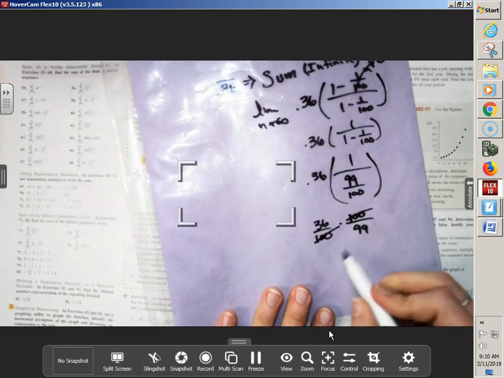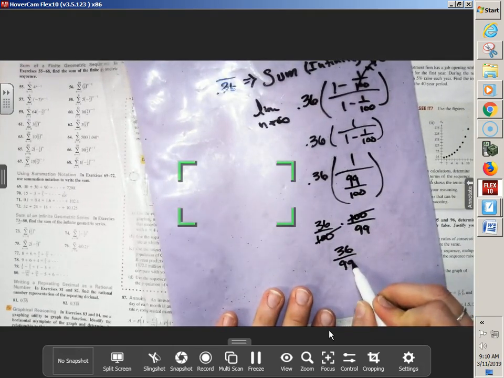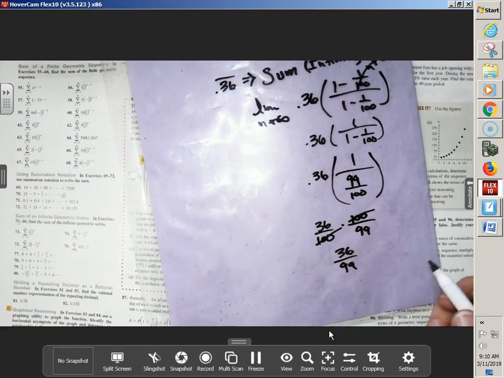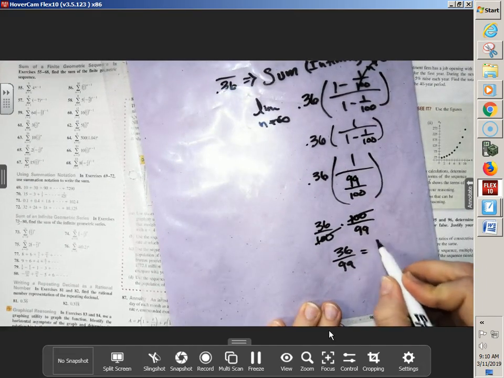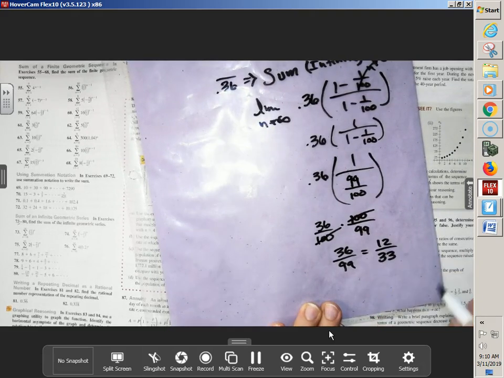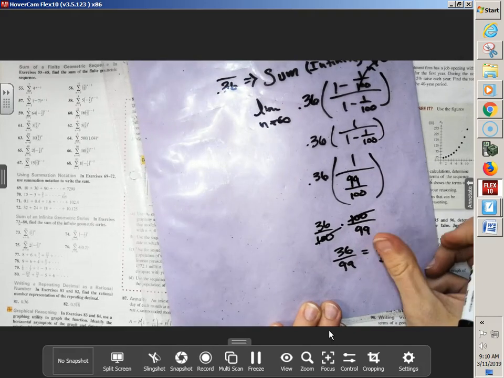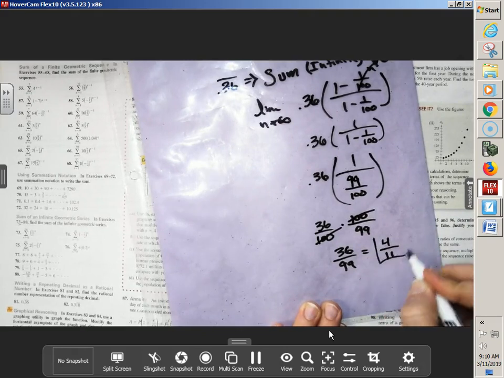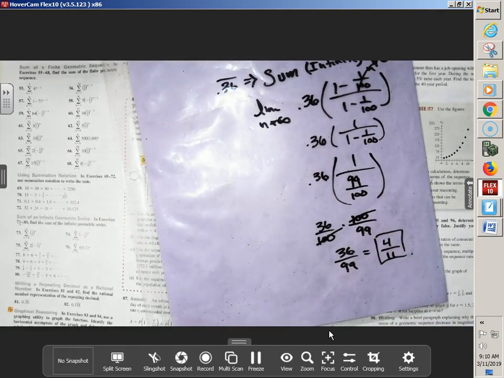Oh, then the hundreds cancel, and I have 36 over 99, and I think 3 goes in. Doesn't 3 go in 12 times and 3 go in 33 times? Oh, 9 goes in. What? You can go even by another 3? 4 over 11. That was fun.